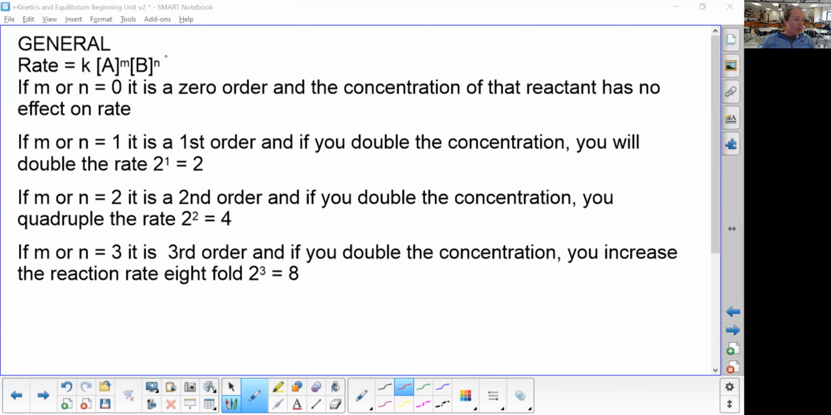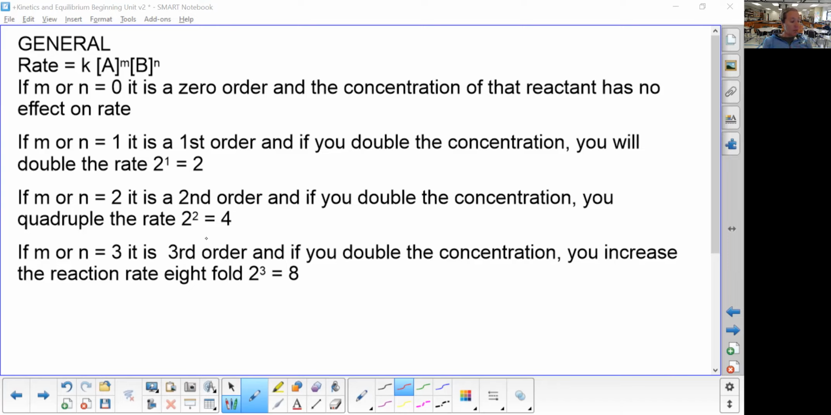To their power. If M or N, usually most reactions are one or two reactants though, but if M or N are equal to 0, then the concentration of that reactant has no effect on rate. If M or N is equal to 1 and you double the concentration, then you're going to double the rate. If you get a second order, there's a 2 exponent there, but if you double the concentration, then you're going to quadruple the rate because 2 to the second power would be 4.